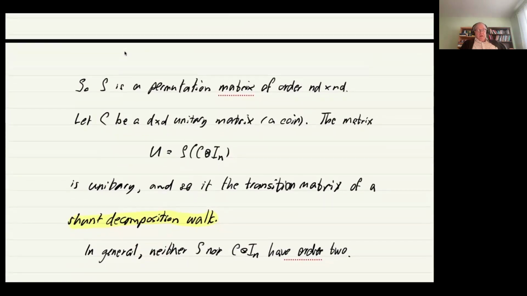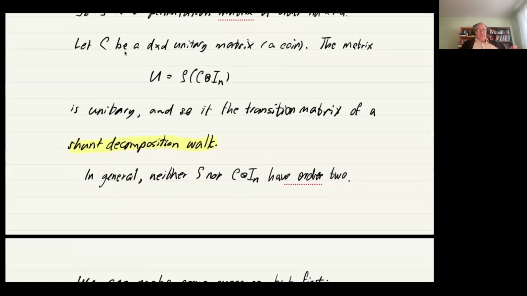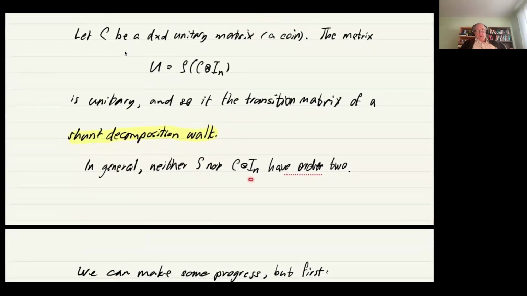And so we have a coin matrix, and so we get a product of 2 matrices. This is unitary, so we have a transition matrix. So we get what's called a shunt decomposition walk. These were due to Aharonov and others. Now, the point here is, in general, neither S nor C times N have order 2.